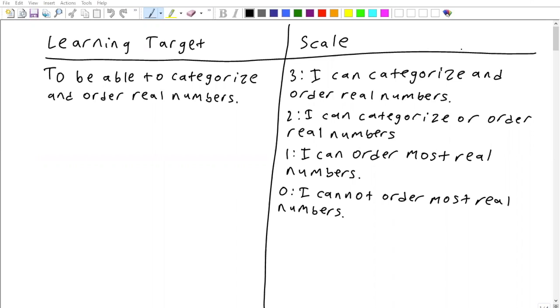You're a 1 if you can order most real numbers, like there's some you can't get, which is fine. Irrational numbers are usually pretty hard. Some weird fractions can be difficult. And 0 if you cannot order most real numbers. All right, let's get started.